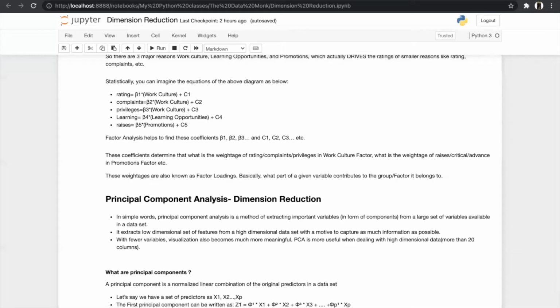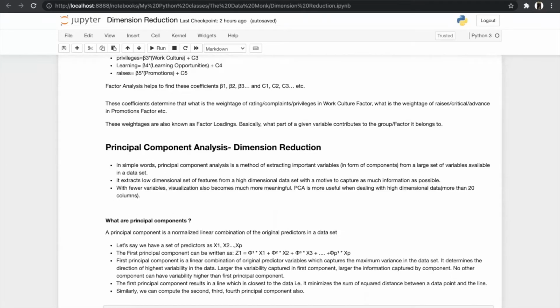So now we will look into what we mean by principal component in our principal component analysis. A principal component is a normalized linear combination of the original predictors in our dataset. So let's see the working of our principal component analysis. Let's say we have a set of predictors like x1, x2, x3, x4, x5 until xp. So the first principal component can be written as z1 equal to alpha 1 into x1 plus alpha 2 into x2 plus alpha 3 into x3 and so on till alpha p into xp.